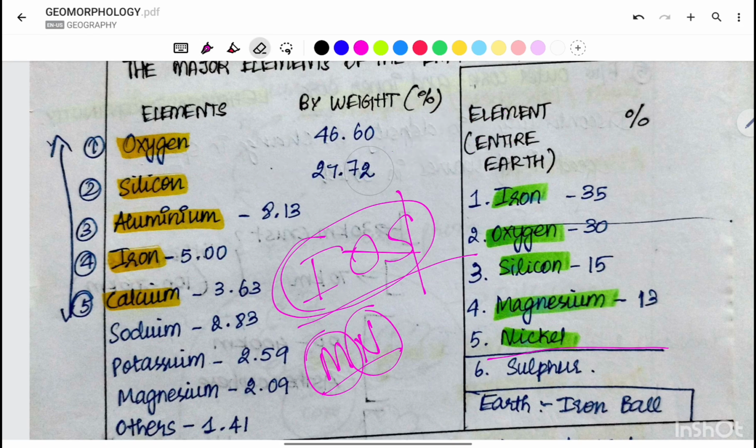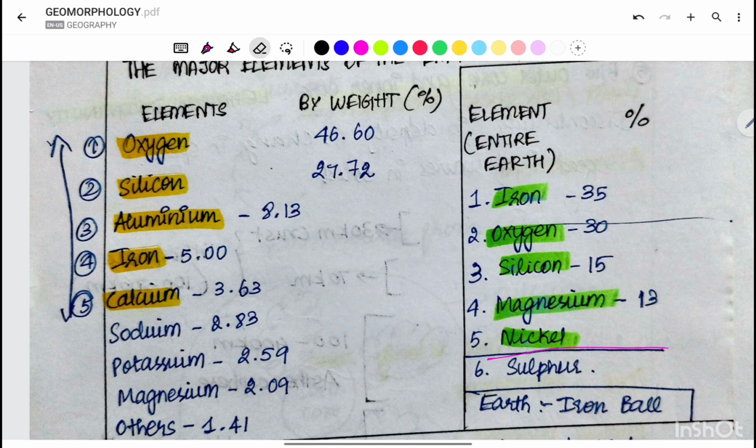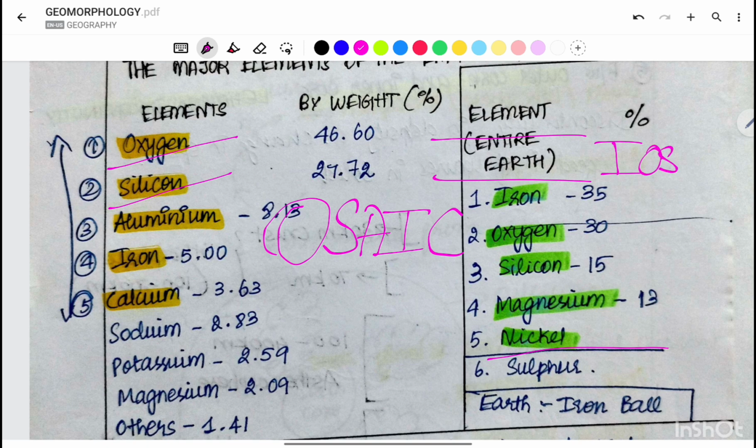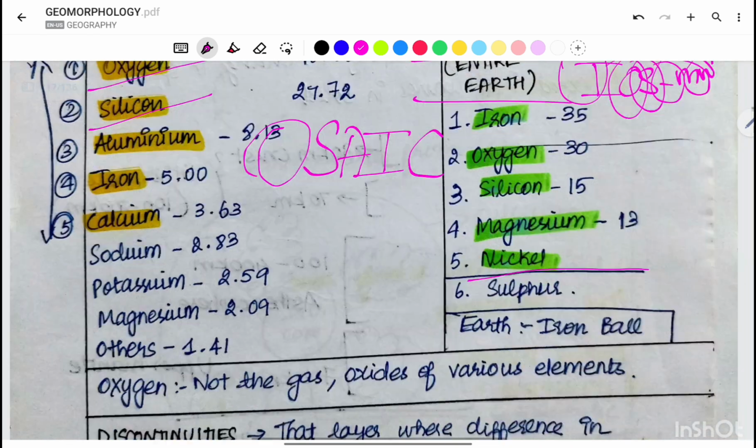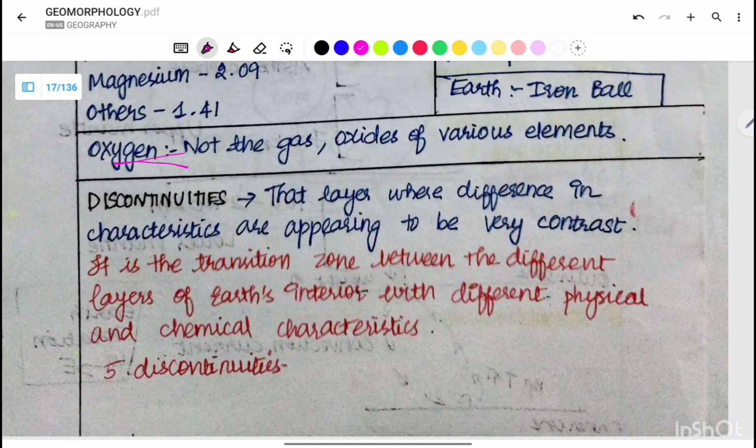But this is different. It is IOSMn: iron, oxygen, silica, magnesium, and nickel. These are the elements present in the entire Earth. The elements, right? Not gases. So the elements in the crust begin with oxygen, silica, aluminium, iron, and calcium. The elements in the entire Earth are IOSMn: iron, oxygen, silica, magnesium, nickel. Oxygen is not a gas here, it is the oxide of various elements.